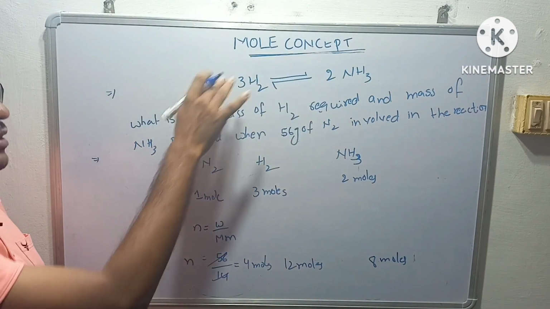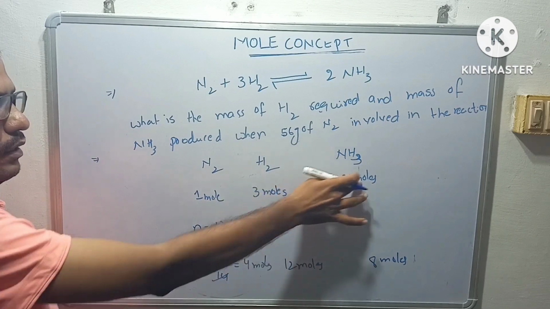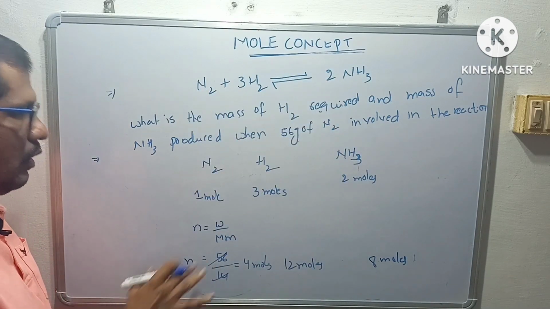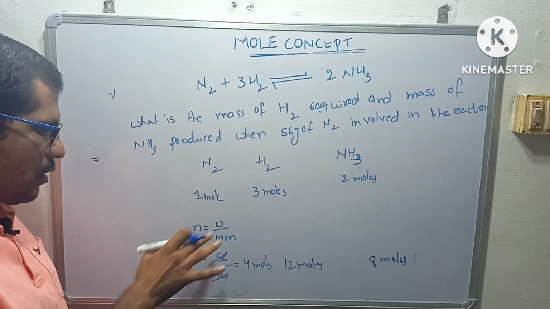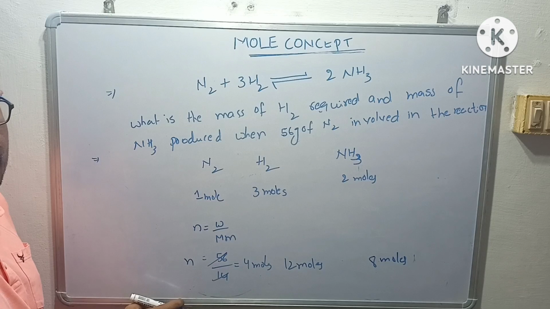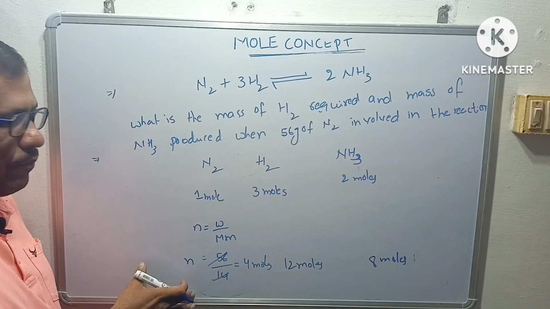I hope you understood. Let me just repeat. First, take the nitrogen reaction and write the moles: 1 mole, 3 moles, 2 moles. Then in the question, they have given 56 grams of nitrogen. This 56 grams of nitrogen converts into moles, so 4 moles is coming, right?